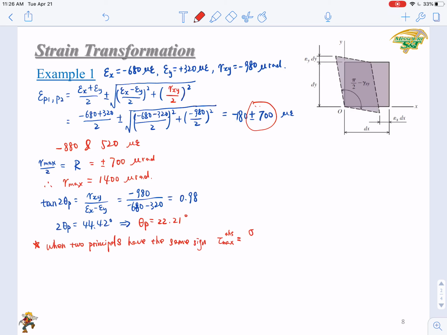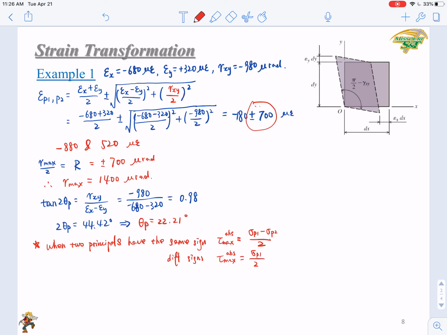It equals sigma p1 minus sigma p2 over 2, right? When they have different signs. And tau max, the absolute maximum shear stress, equals the maximum normal stress over 2. Okay, those are the principles we derived last time. So you can use the same principles.